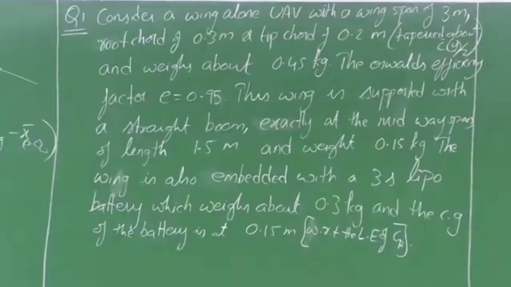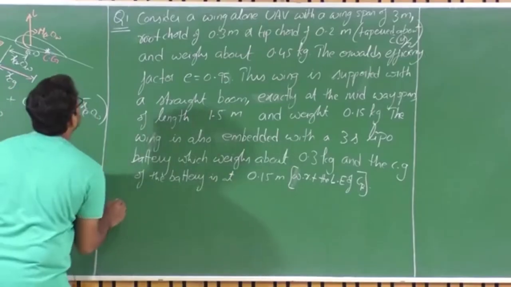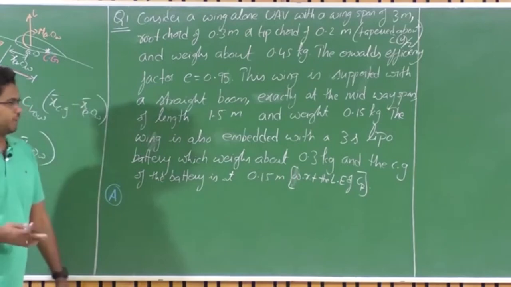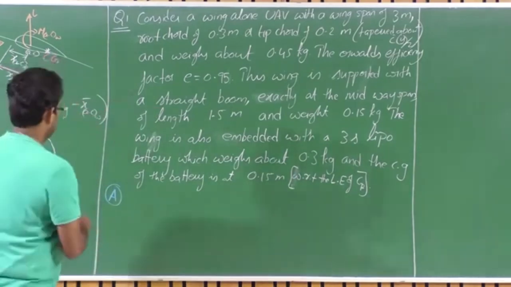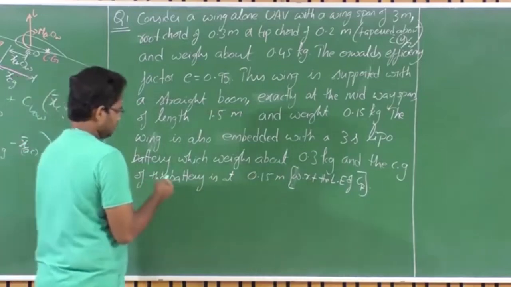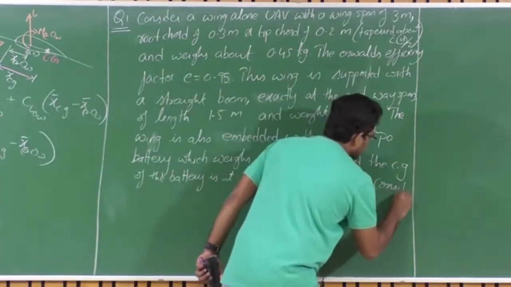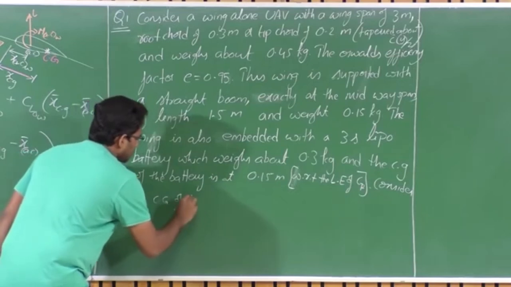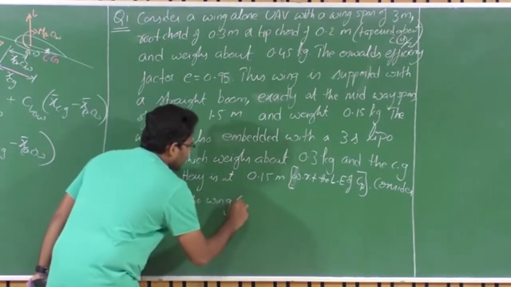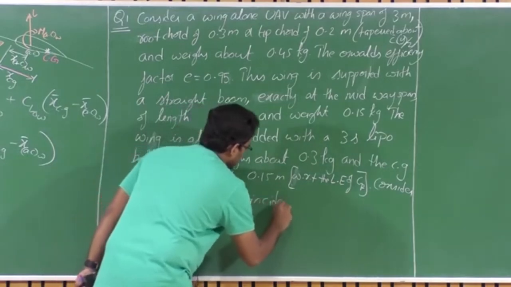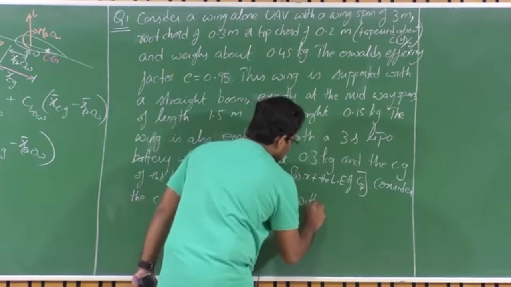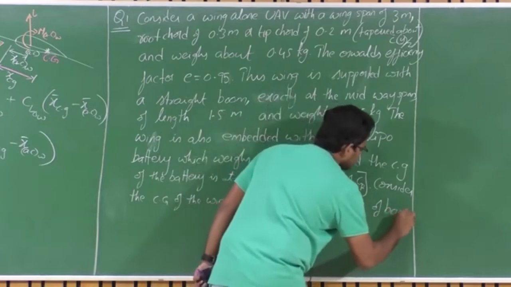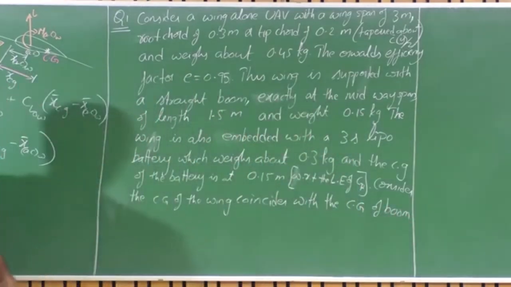Okay. This should be the first question you need to answer. Let us say part A: what should be the weight of the battery? And consider that the CG of the wing coincides with the CG of the boom. Okay, that is the question.